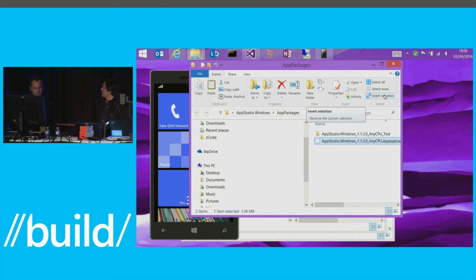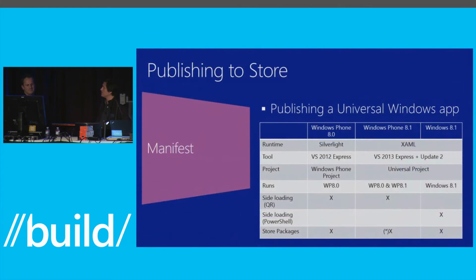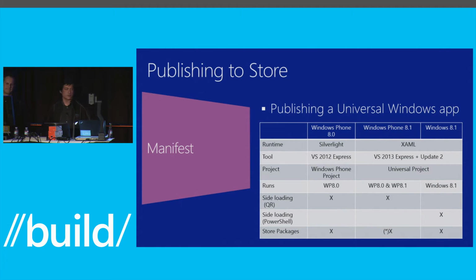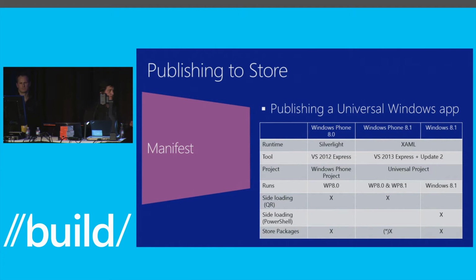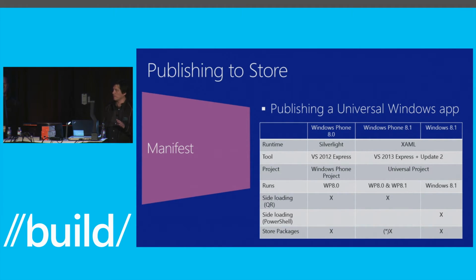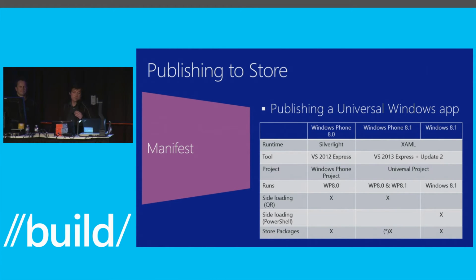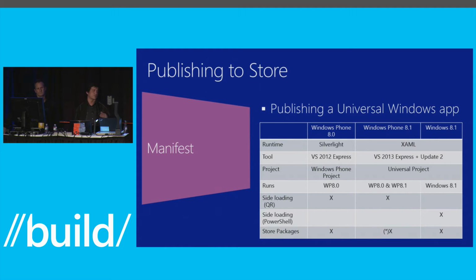So, just to summarize, what are we providing? Right now we are supporting both platforms, Windows Phone 8 and Universal Projects for Windows Phone 8.1 and Windows 8.1. The runtime on the first one is Silverlight, the second one is XAML. The tool is Visual Studio 2012. Second is Visual Studio 2013. You can use just the Express versions. Project is the Windows Phone Project or Universal.